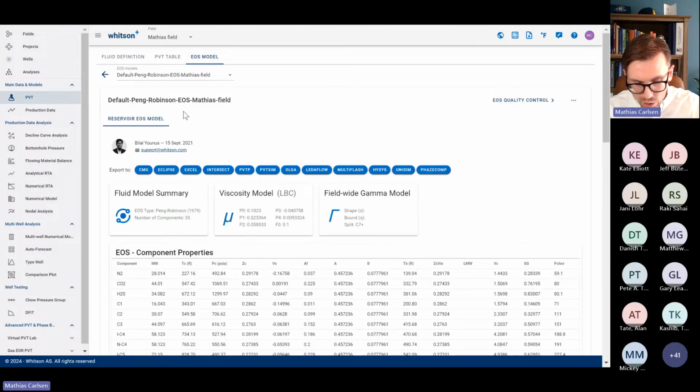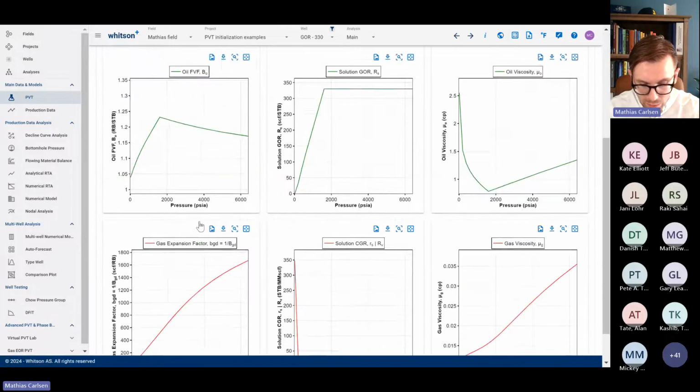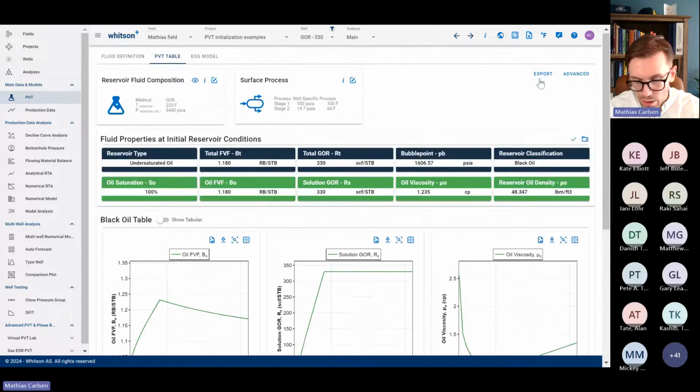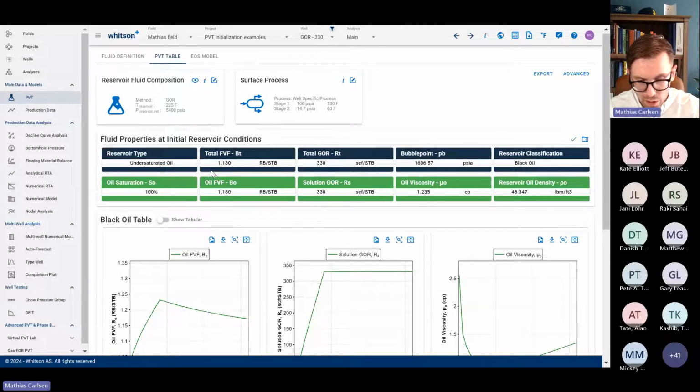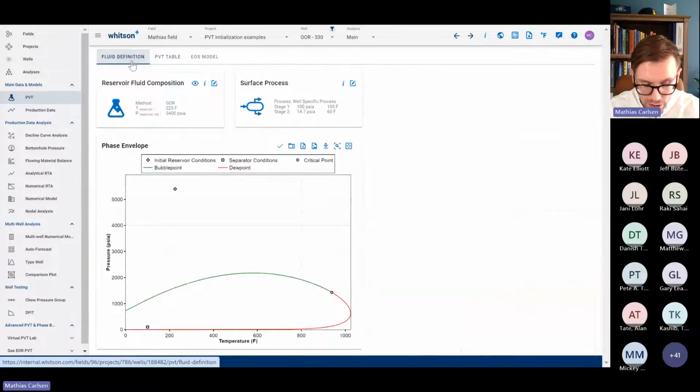This is just a default equation of state, the same one that we're going to use, available in the software. It uses that to automatically create the tables that we can use in any third-party tool, or everywhere in Whitson where you need PVT tables for that type of job. So here we see it's a black oil. Bubble point is around 1600 psia. The GOR is what I inputted, the solution GOR, 330. And it's an initially undersaturated oil. That's the reservoir type. Okay, we're starting easy.